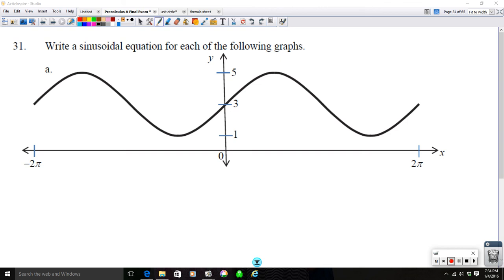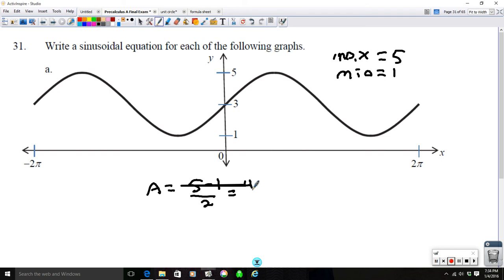Okay, we have a sinusoidal function given. What I always start with when I do these problems is finding the maximum and the minimum. So the maximum is equal to 5. The minimum equals 1. So we're going to find A, which is max minus min divided by 2.